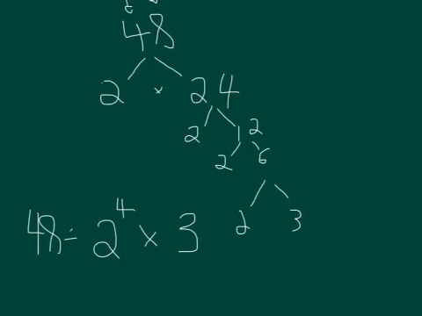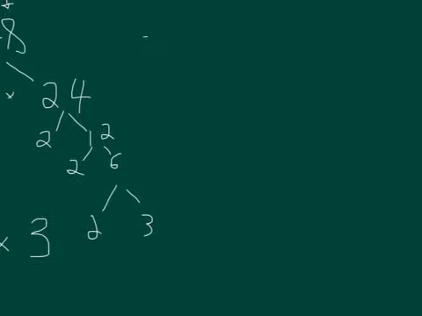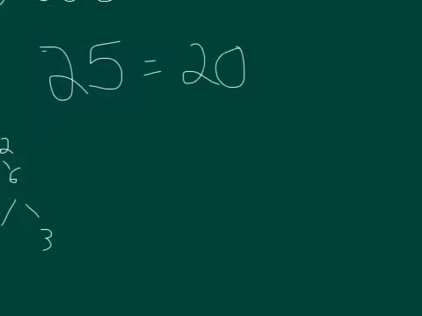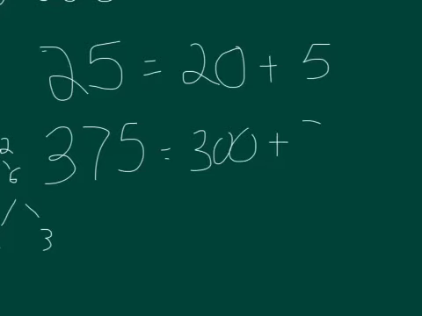Go ahead and try question 8. Find the prime factorization of 60. Now at the very end, write each number in expanded notation. If you can't remember what expanded notation is, let's say I write the number 25. Okay, I have the number 25. And I want to write this in expanded notation. Well, 25 would be 20 plus 5. Okay, that's expanded notation. If I have the number 375, 300 plus 70 plus 5. Okay, try that.